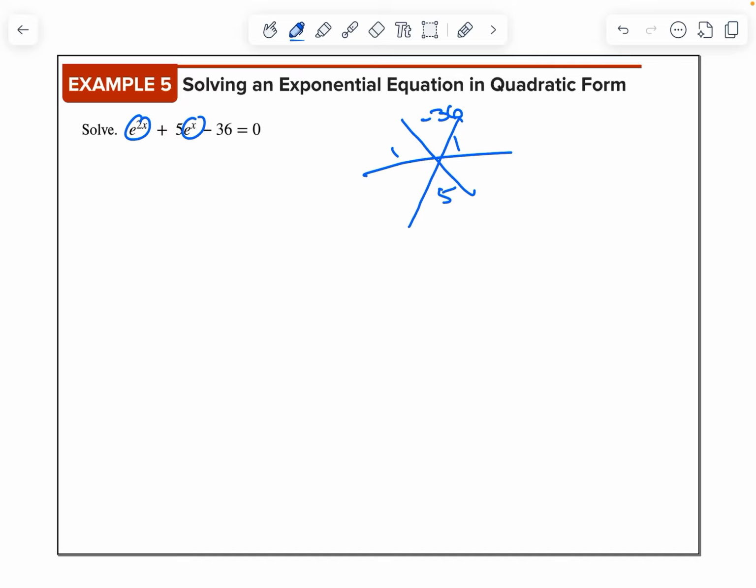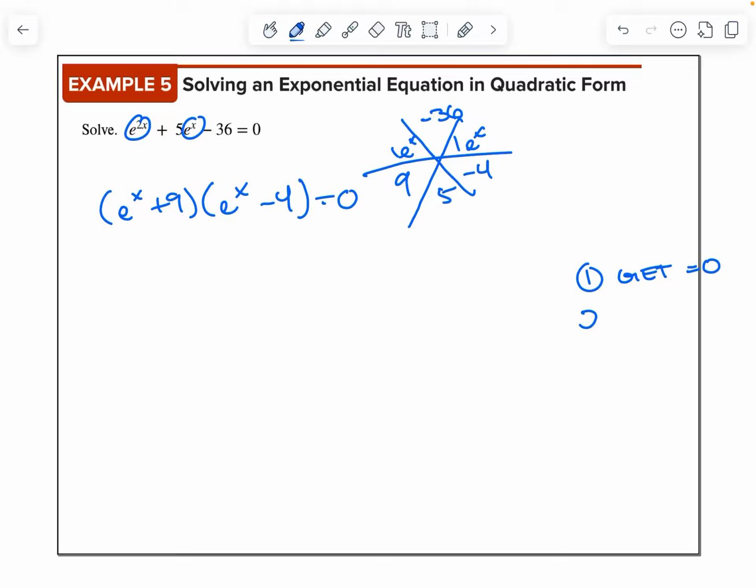So I should have (e to the x plus 9)(e to the x minus 4) equals 0. For any quadratic, the steps are get it equal to 0, factor it, and then set the factors equal to 0.